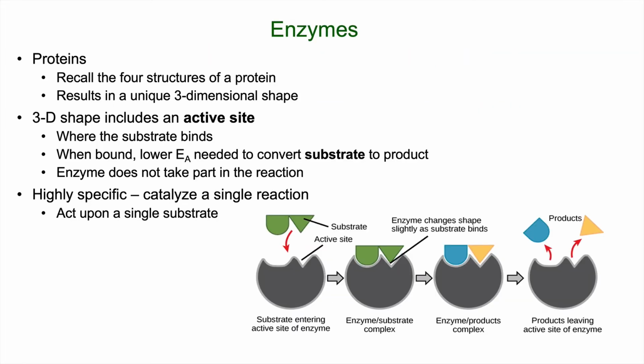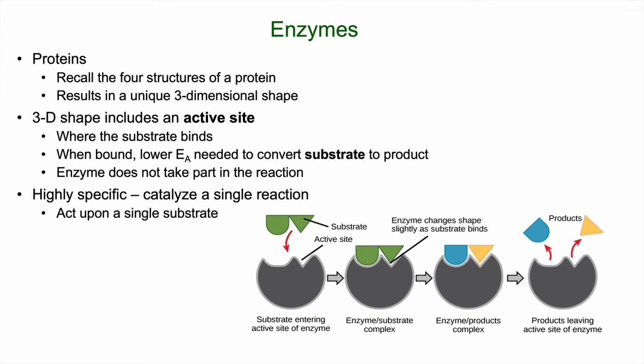Enzymes are proteins, so again, from way back in Chapter 3, recall your 4 structures of a protein: primary, secondary, tertiary, and quaternary. And when we put them all together, remember it gave an enzyme or protein a unique three-dimensional shape. And when you have a unique three-dimensional shape and you're an enzyme, part of that shape is something called the active site. And this is where the substrate binds. The substrate is whatever the enzyme's going to act upon to cause a reaction to occur. So you could also think of the substrate as being reactants.